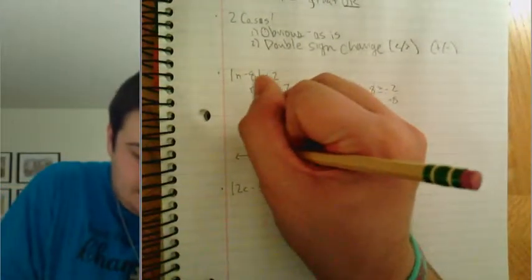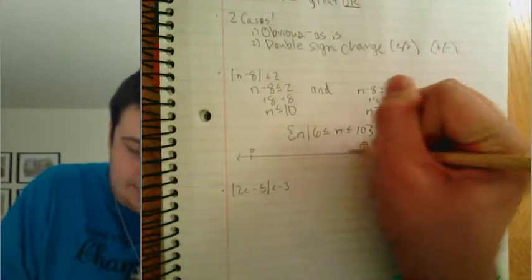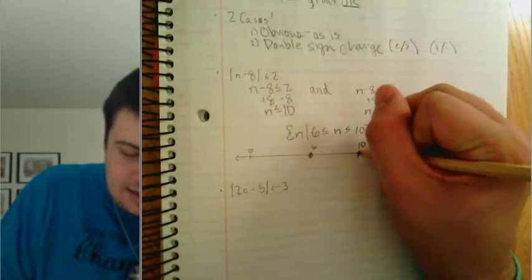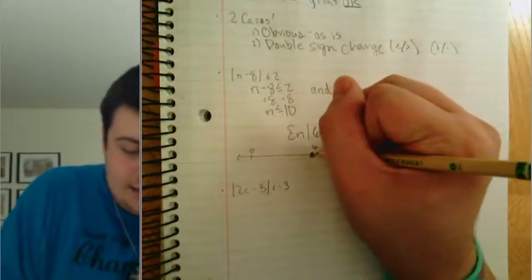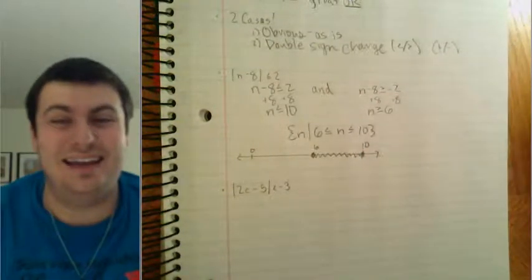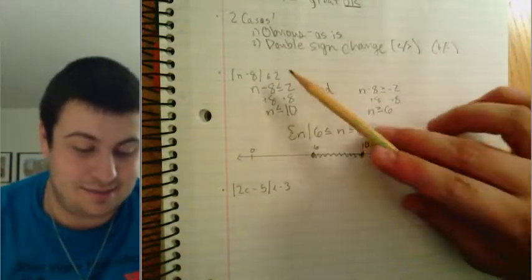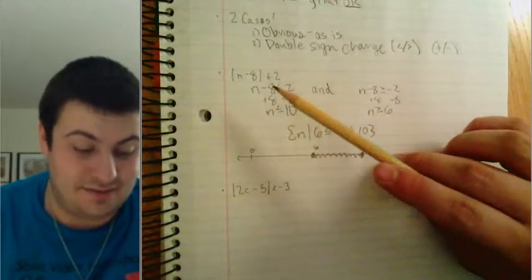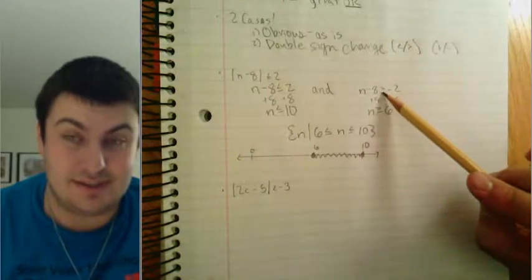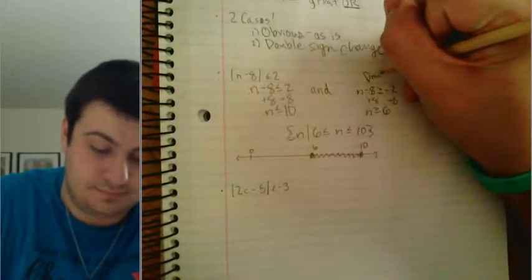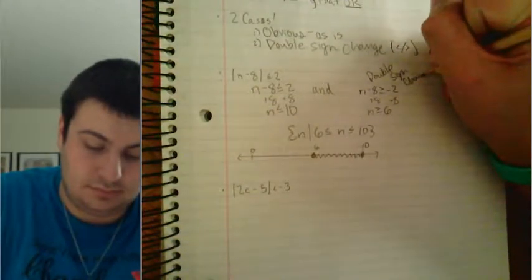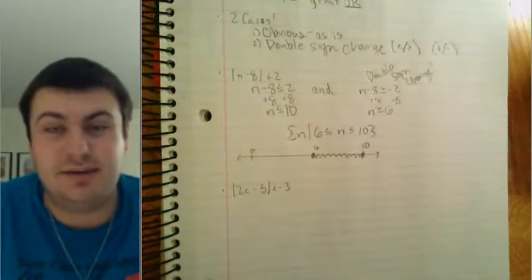On the number line, I take my values. I have a closed dot on 6, a closed dot on 10, and I connect the dots in between because it's an and statement. Remember, and statement because less than. We have our obvious case where we just take it out of the absolute value and do it as is. We have our double sign change over here, and we're good to go.